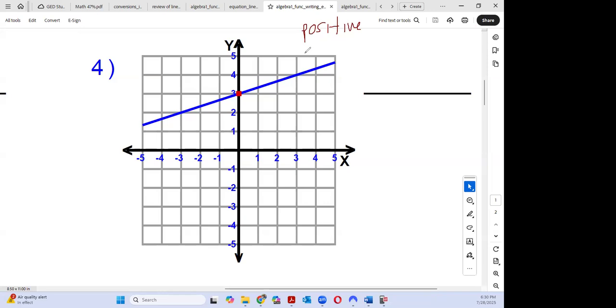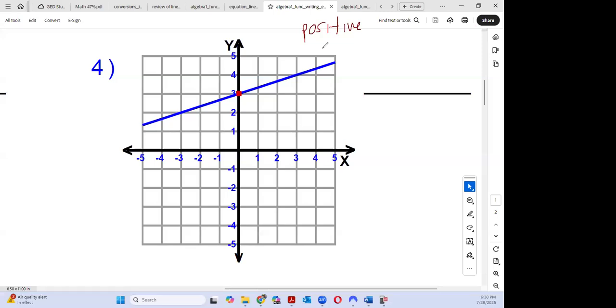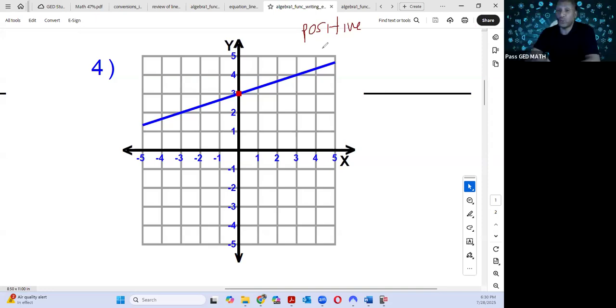That it goes all the way up to 10, right? Well, it doesn't go up to 10. This graph only goes up to 5 and negative 5. The y-intercept is 3. But what else do we know from this graph?